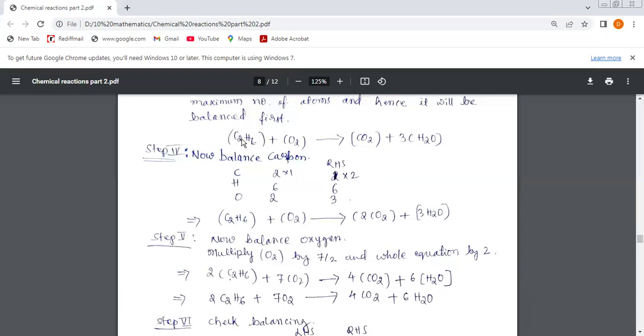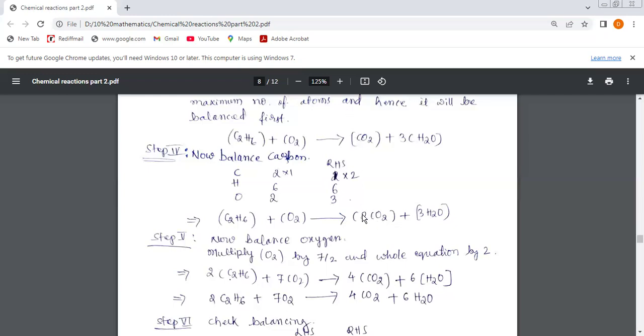Because on the reactant side, 2 carbon atoms are there, but on the product side, only 1 carbon atom is there. So that's why I am making this 1 into 2 to balance the carbon atoms. Then you write the resulting equation. So the resulting equation now becomes C2H6 plus 2O2 gives 2CO2, because here this 2 is multiplied. So this 2 you have to write here. So it becomes 2CO2.